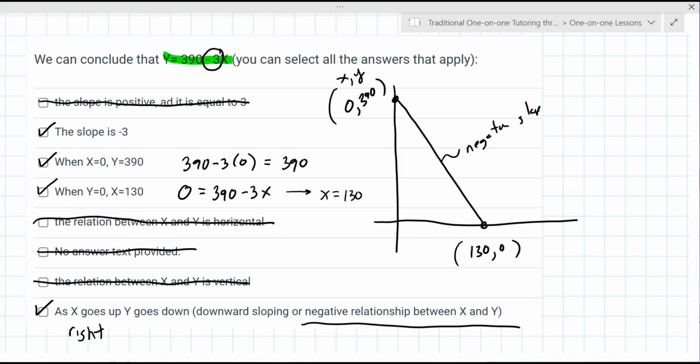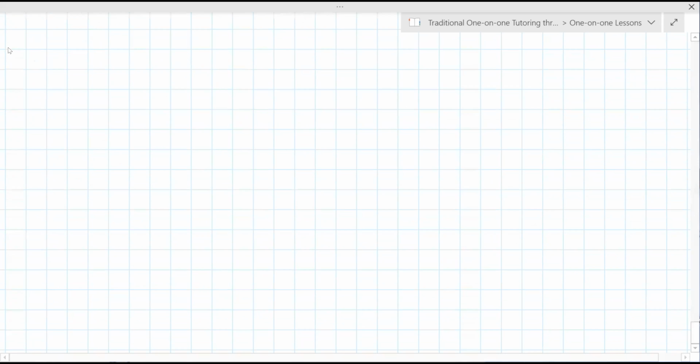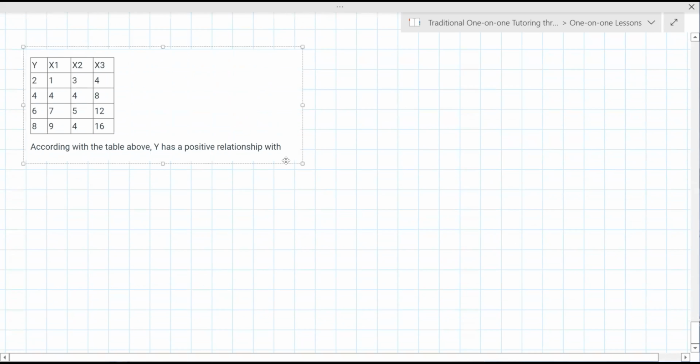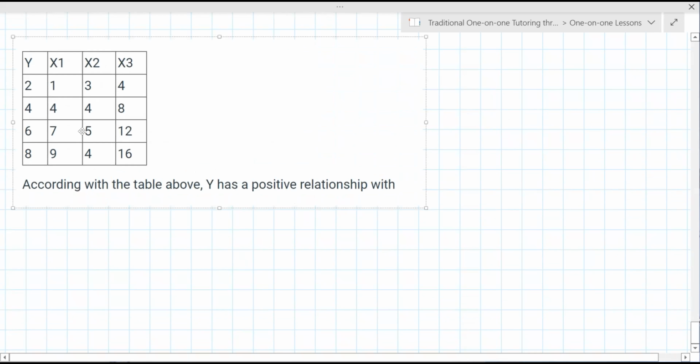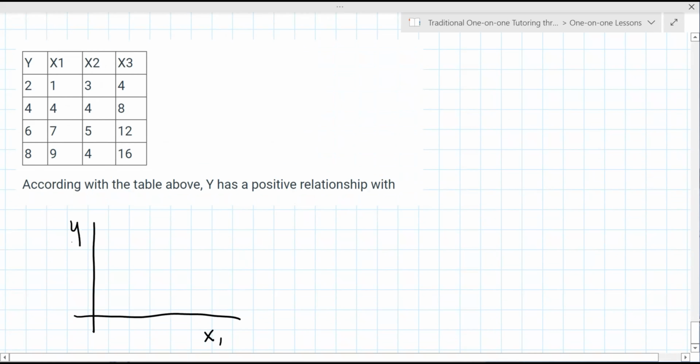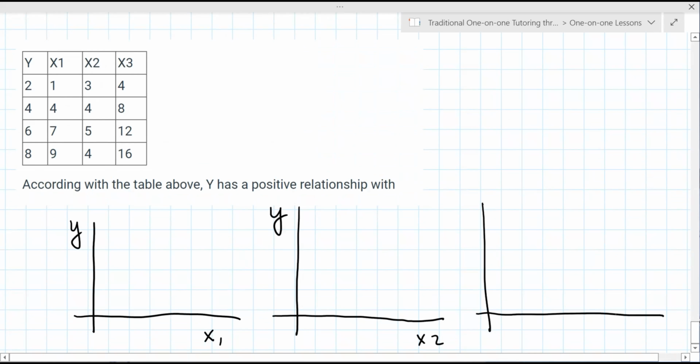Right, so let's look at 19. I'm not going to drop in the multiple choice because it's a little overwhelming to start out. Sometimes they make these so hard to even just start. So you need to create a graph for each of these. Think of graph 1 as being x1 and y, graph 2 x2 and y, graph 3 is x3 and y.